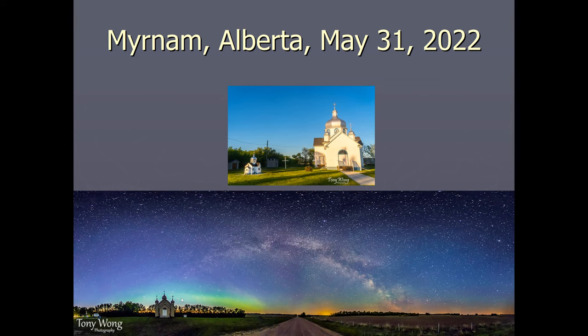But I went not too far from Murnim, and I found this little church, and I got my Milky Way photo. And remember, in May and June, we are able to see the Milky Way core. So I got a beautiful Milky Way photo, and fortunately, I also got some aurora as well. So there are numerous opportunities every month for us to take photos of the Milky Way.